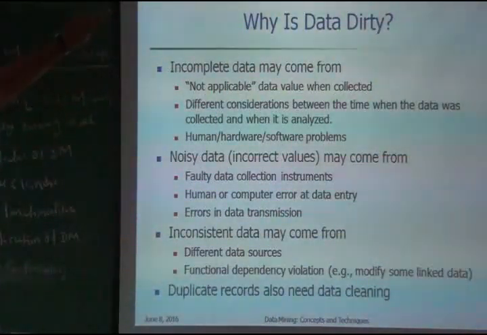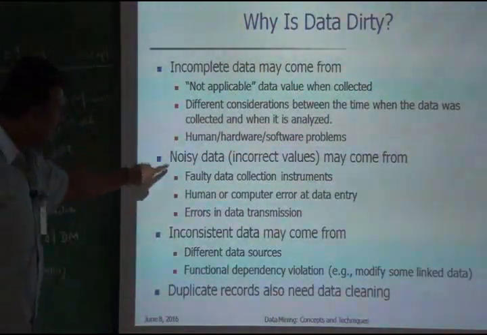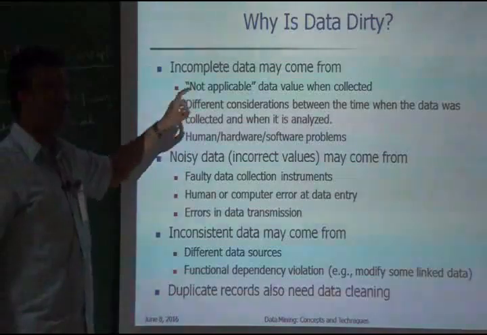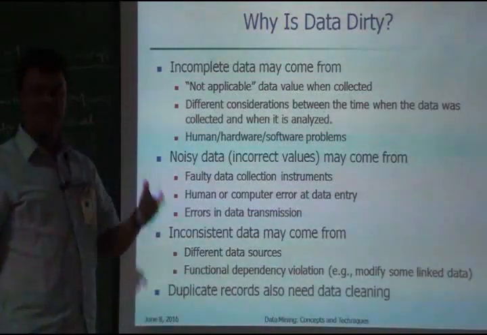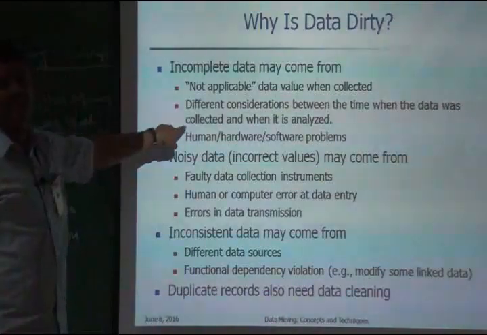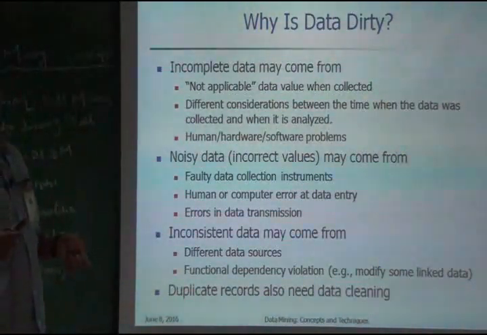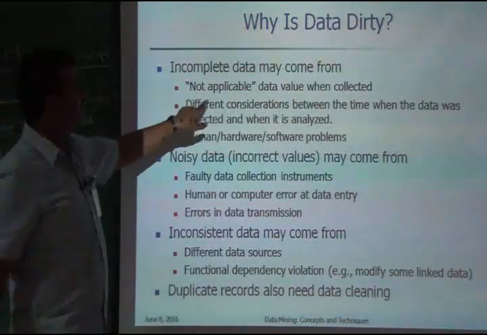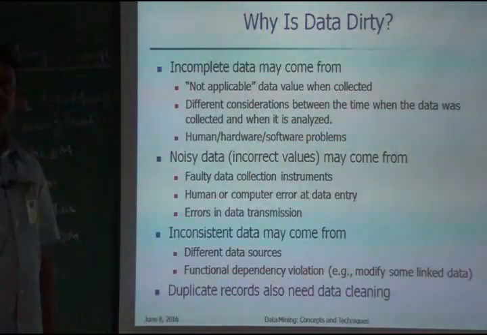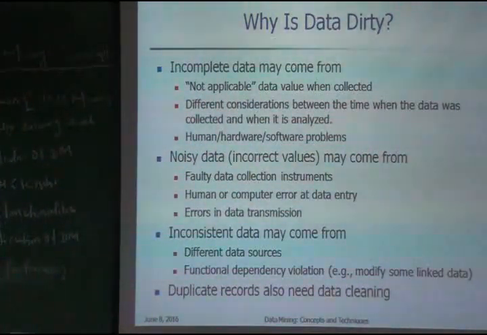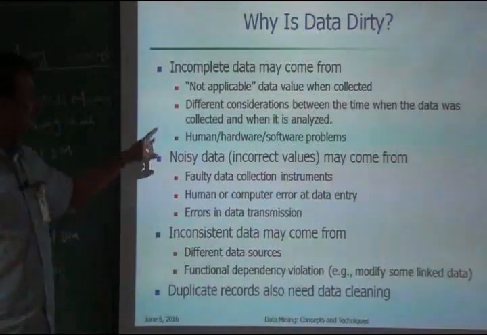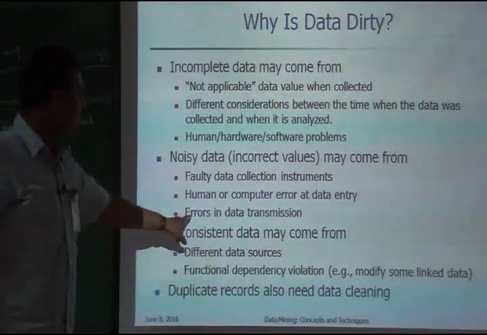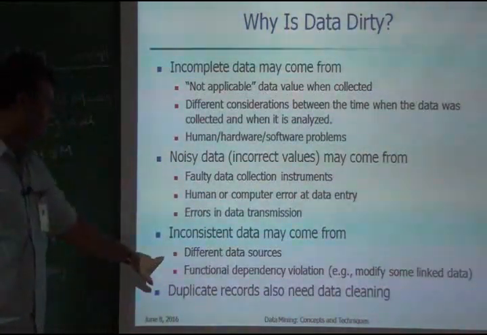Where may the incomplete, noisy and inconsistent data come from? It may come from different considerations between the times when the data was collected. Each time the data is collected, we may be giving incomplete data. The next one is human problems, which also give incomplete data. The noisy data may come from a faulty data collection instrument, human error, or an error in data transformation.